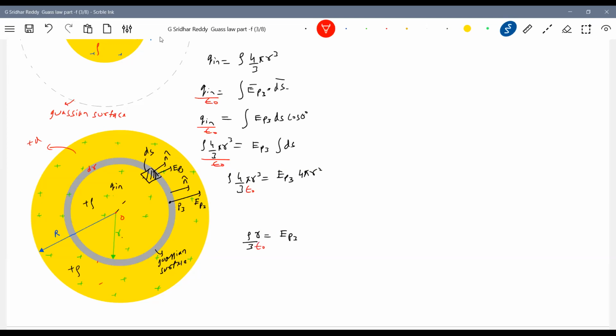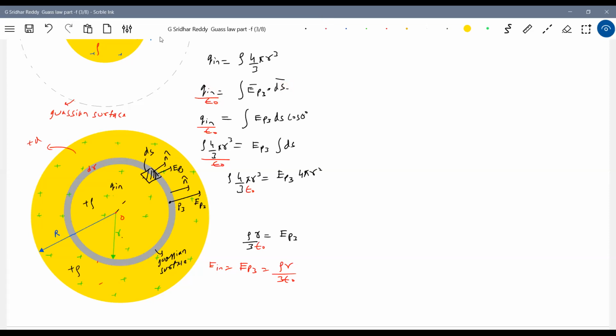So what is the expression for electric field? E at P3 equals rho r by 3 epsilon naught. Keep it here. This will be very, very important. What is the field inside? I can also use the symbol in. The Gauss law is Q in by epsilon naught. Flux equal to E at P3 or net charge enclosed by epsilon naught.